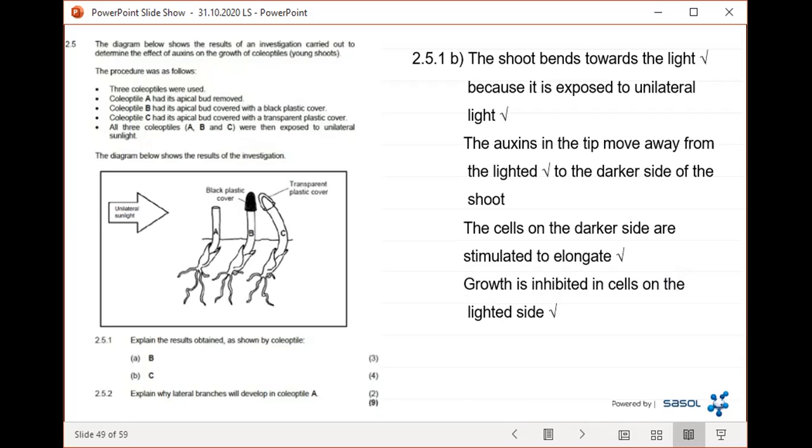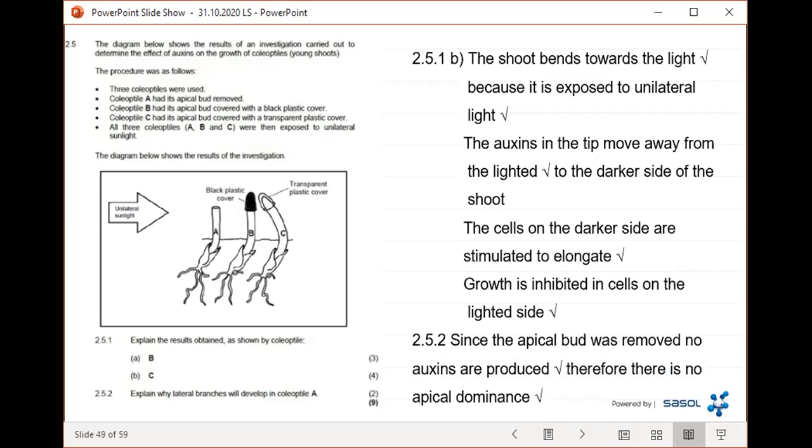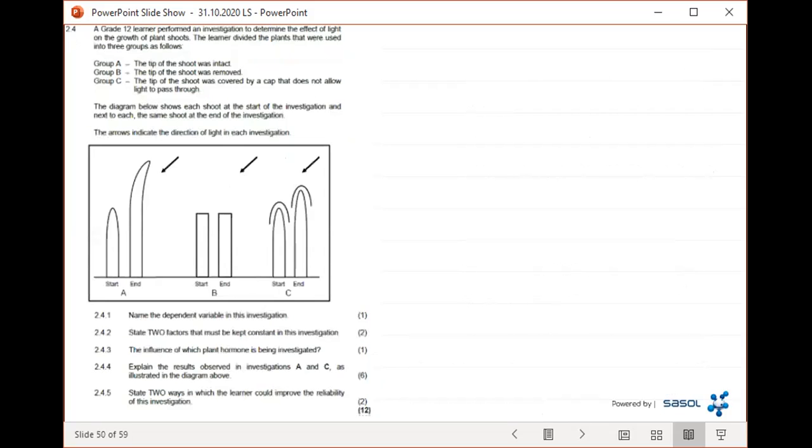Okay, then question 2.5.2. Explain why lateral branches will develop in cleopetal A. Why would we have lateral branches developing in cleopetal A? So since the apical bud was removed, no auxins are produced, therefore there is no apical dominance. Okay, so it's because we don't have the phenomenon of apical dominance. Right, next question, which is question 2.4.